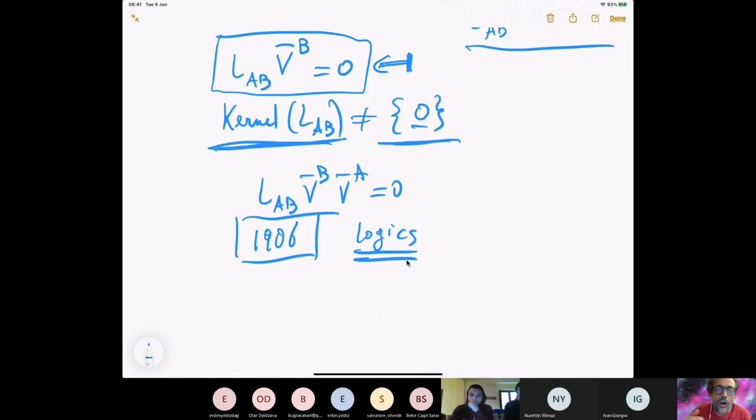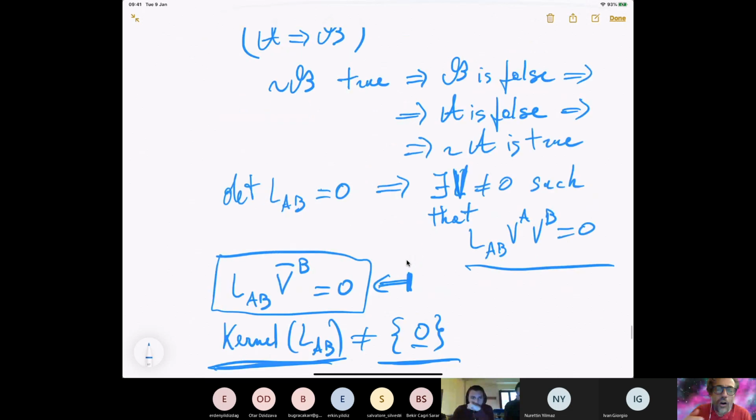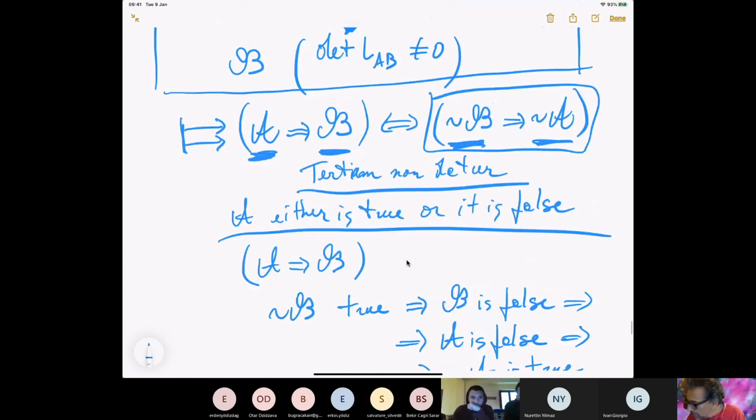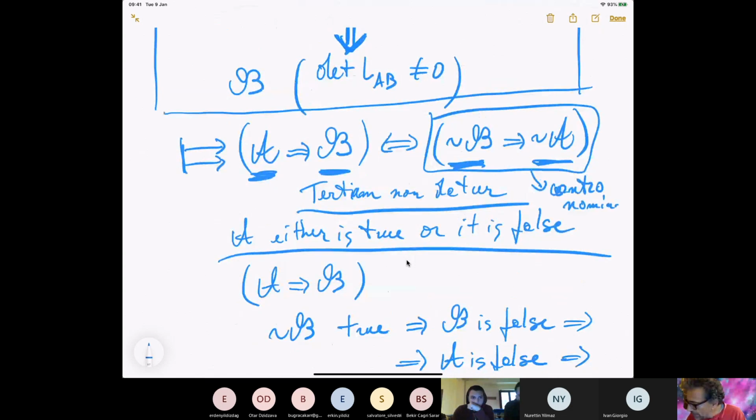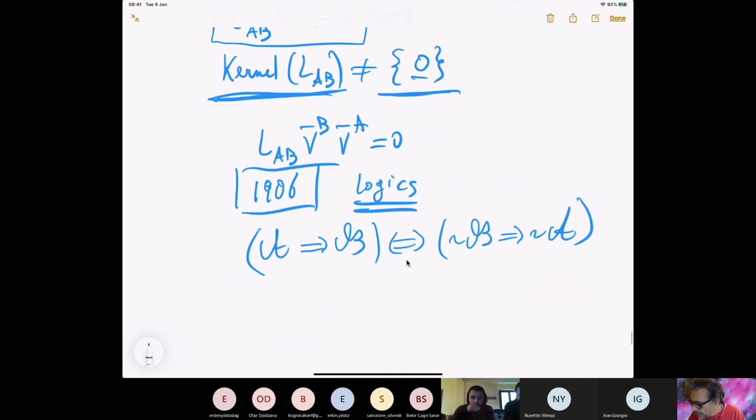Okay? And, you know, this is called contra-nominal. The fact that A implies B is equivalent to non-B implies non-A. So the contra-nominal is equivalent to the so-called direct implication.